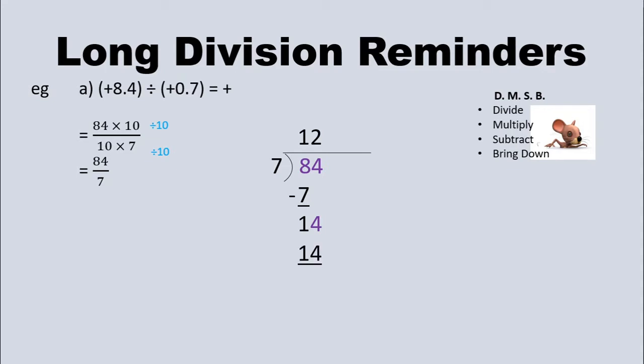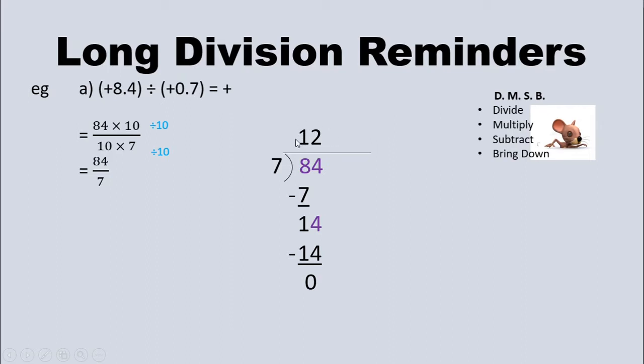After we multiply, we subtract. 14 take away 14 leaves me with 0. After the subtraction, I have to bring down, but there is nothing left for me to bring down, and I have no remainder. That means I'm done. So my answer is up here at the top.